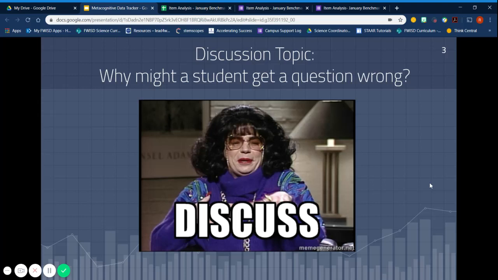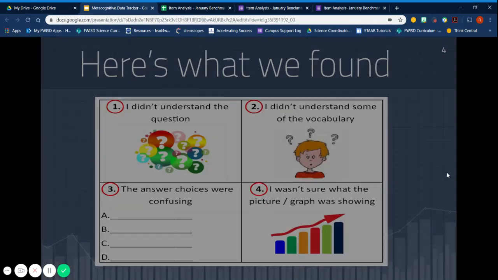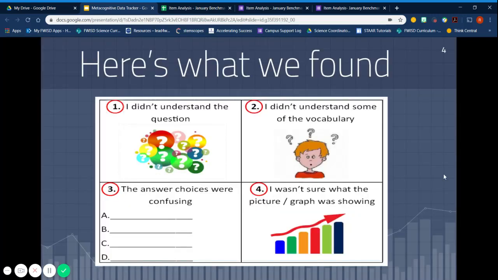So if you had to guess, why might a student get a question wrong on an assessment? What would be some of the reasons that a student might get a multiple choice question wrong? Well, we did a lot of research. We looked around at scholarly articles, at websites. We asked a lot of our teachers and instructional coaches what they thought, and what we were able to boil it down to was these four options. A student will miss a multiple choice question, specifically on a science assessment, for one of these four reasons.